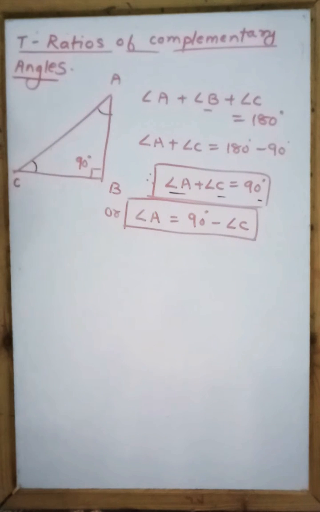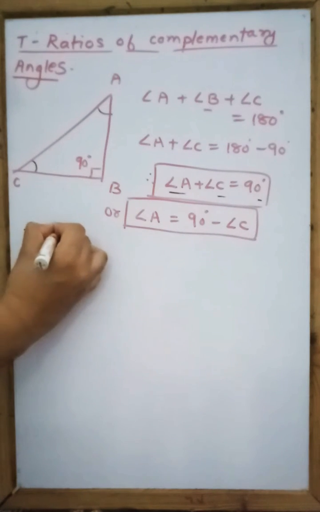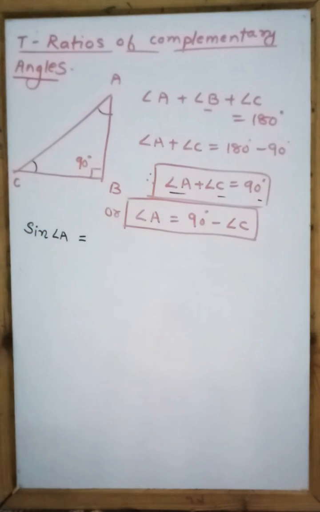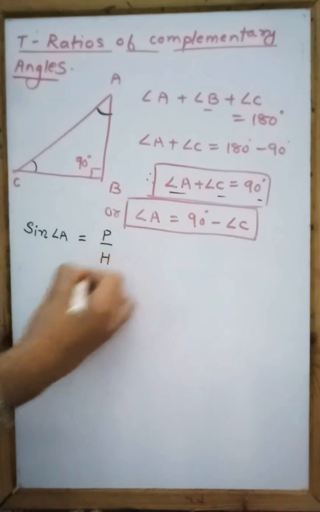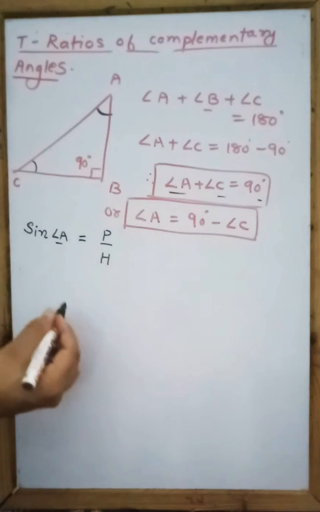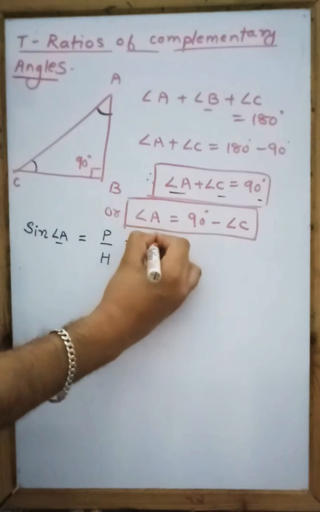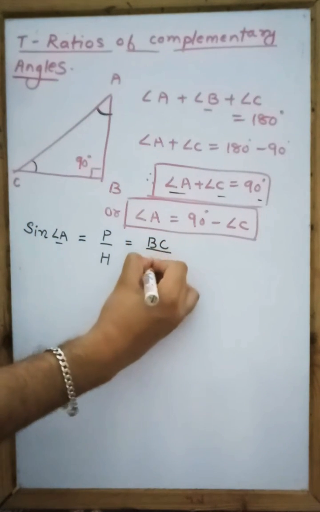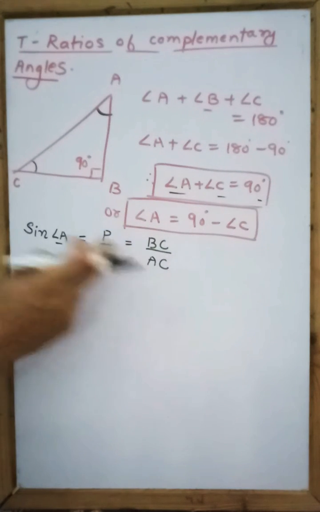Now if I ask you, in this triangle, what is the value of sine of angle A? As I just told you, you know the formula for sine is P by H. So sine is P by H. Now for this angle, the perpendicular will be BC and the hypotenuse is always fixed, which is AC. So this is the formula of sine A, BC over AC.